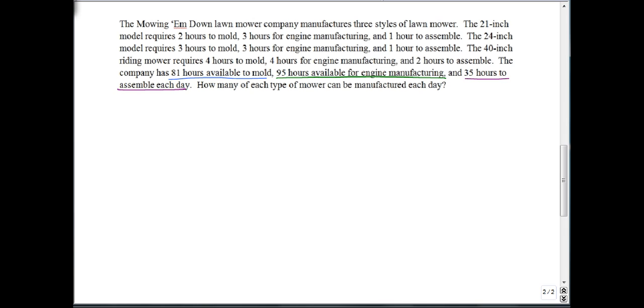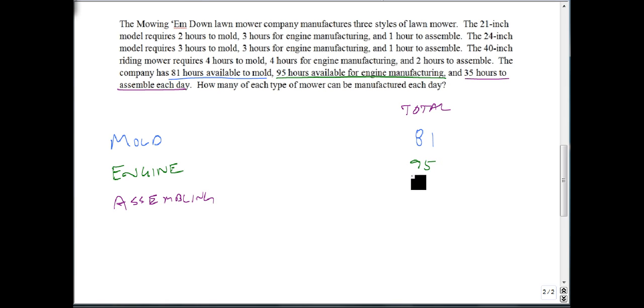So this is our hint as to what our three equations are going to be. One equation is going to handle the molding. Another one is going to handle the engine manufacturing. And the last one is going to handle the assembling. And the way I know that is because that's the total. We always have some total. And so we have 81 for molding, 95 for engines, and 35 to assemble.